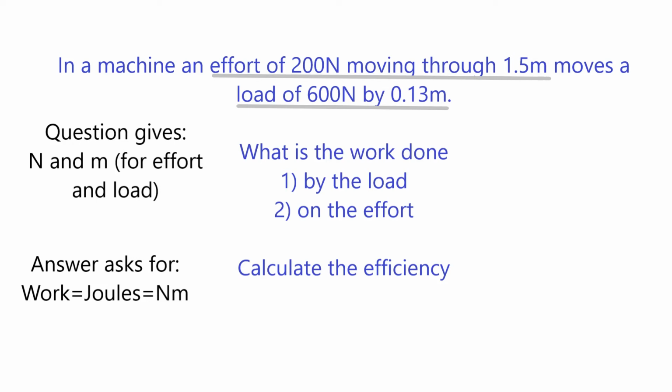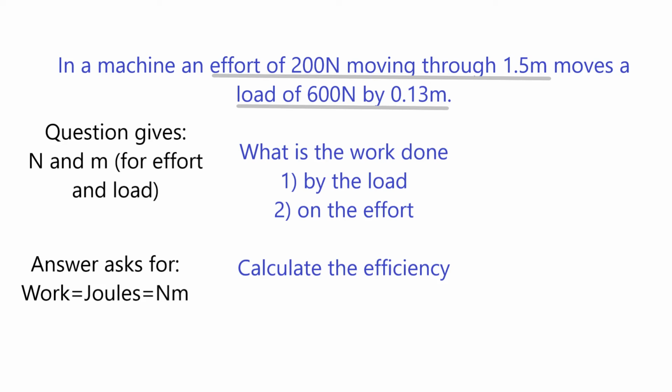So, you are looking for work done. And the unit of work done is joules. So you're converting from newtons and meters to joules, and a joule is a newton meter. Make sense? Didn't confuse you? You good? Good. So by the effort, you have 200 newtons by 1.5 meters, which would be 300 joules. Should have corrected me there.